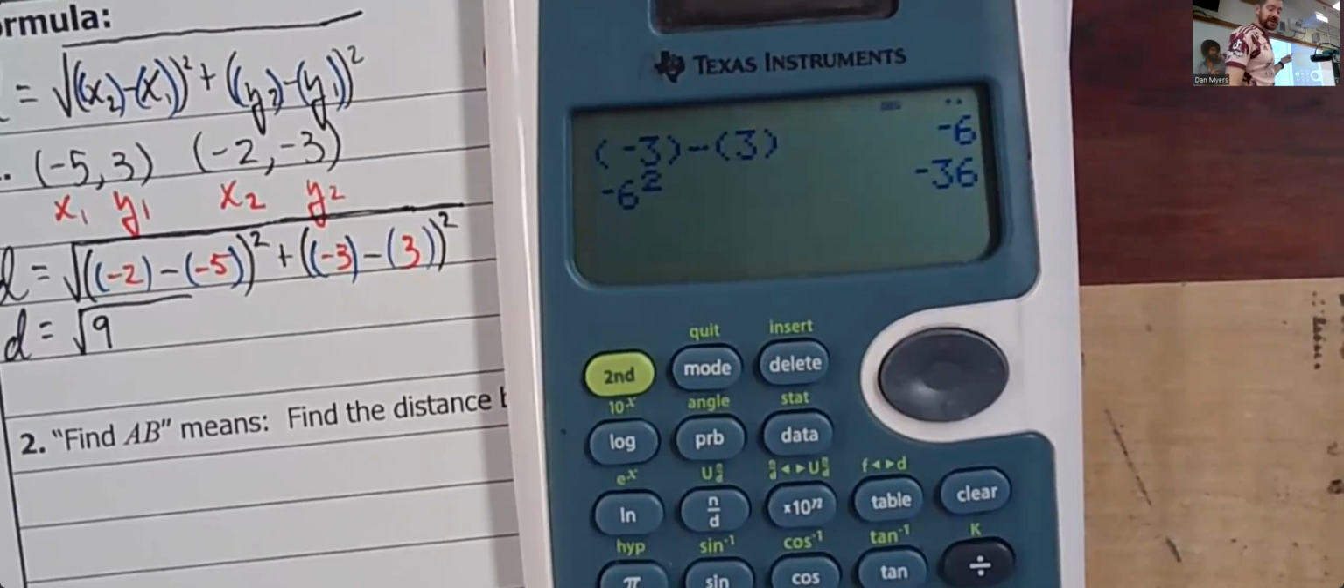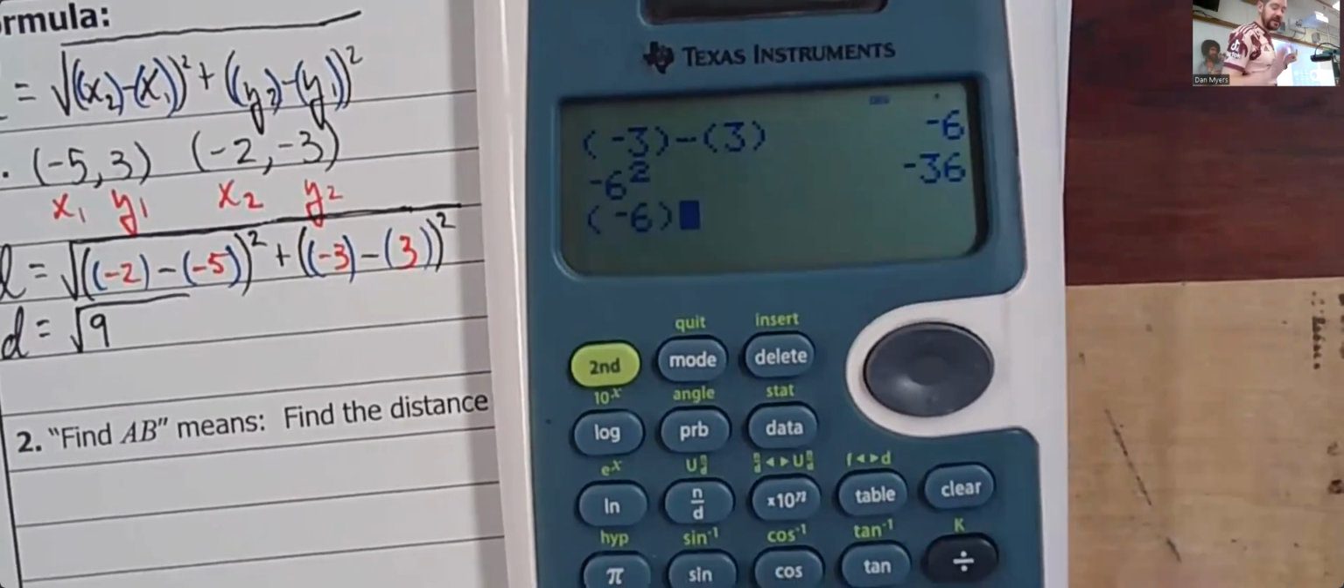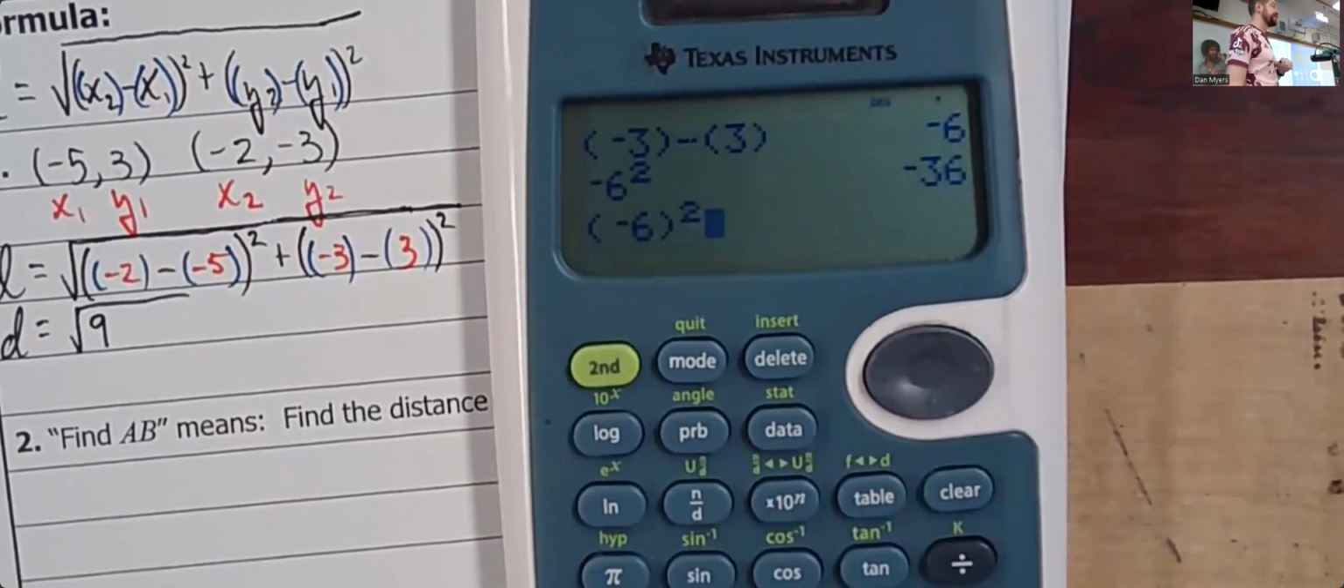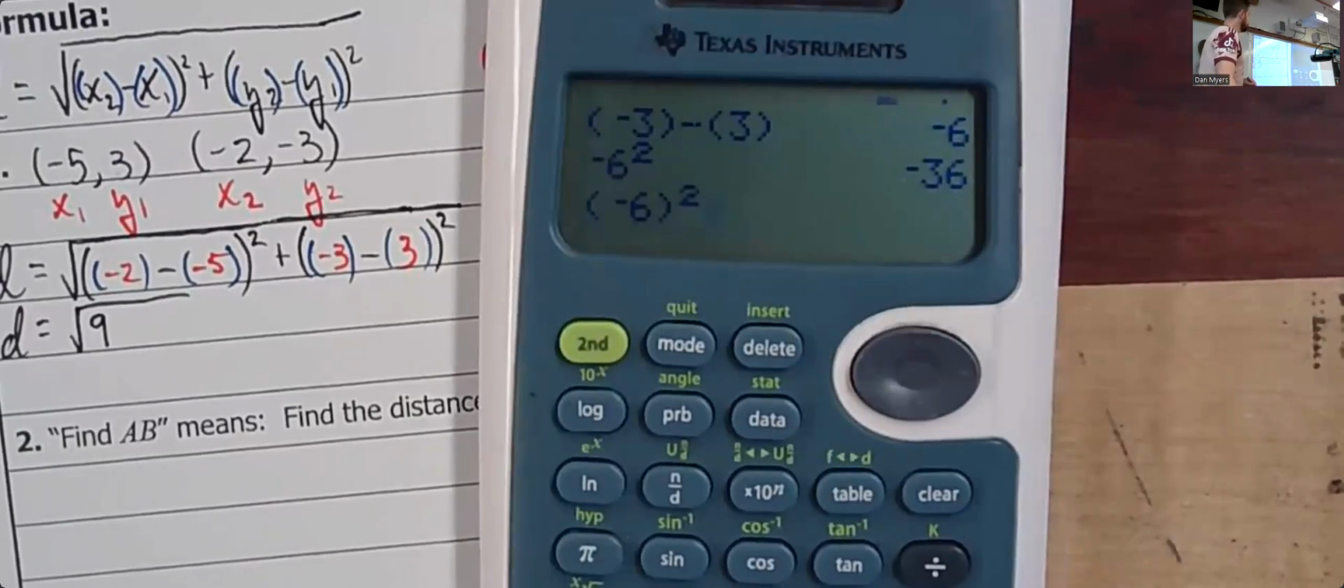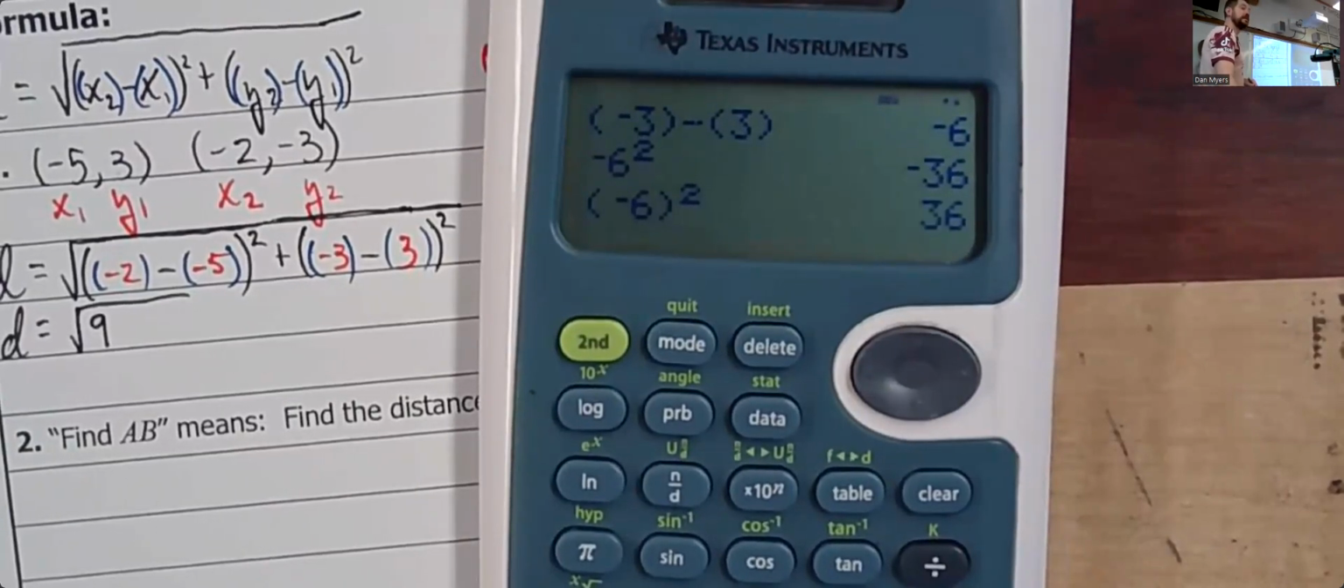Because the problem that we actually want is that one with -6 in parentheses. That's actually a different problem. This is a different problem than that. And when you type this in with parentheses around the -6, what does your calculator tell you? Go try that out. 36. Yeah. So those are two different problems.